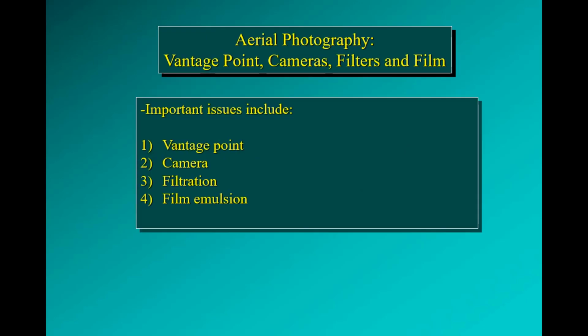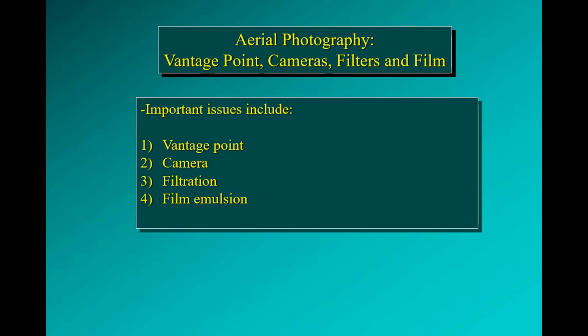Multiple important issues will be discussed here, which include the notion of vantage point, and specifically I will be distinguishing between vertical aerial photographs as well as low and high oblique aerial photographs. Also, the camera system that is being deployed is important, and I will break this down into metric versus panoramic camera systems. Filtration is another important topic, and so I'll be discussing different types of filters that can be used in aerial photography: haze, minus blue, bandpass filters, etc.